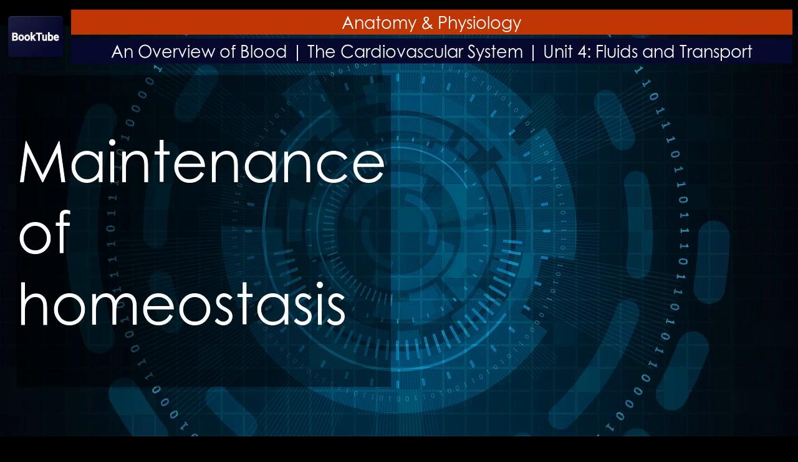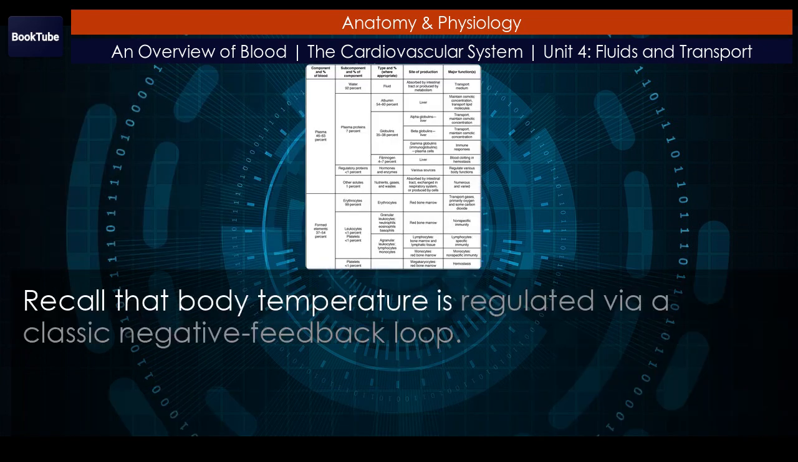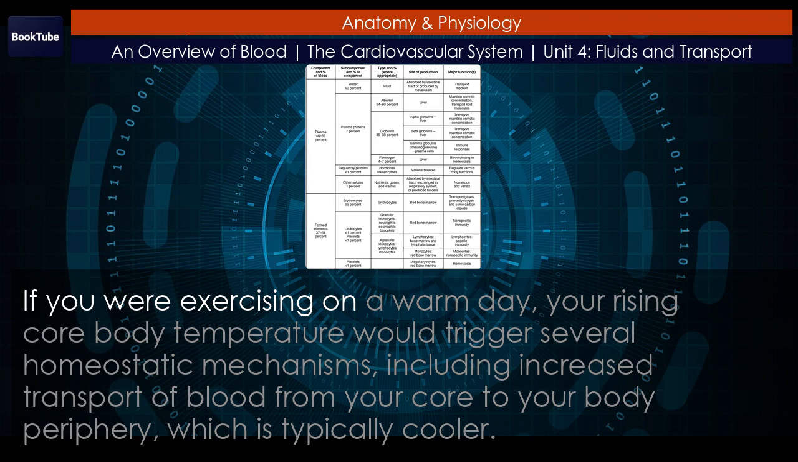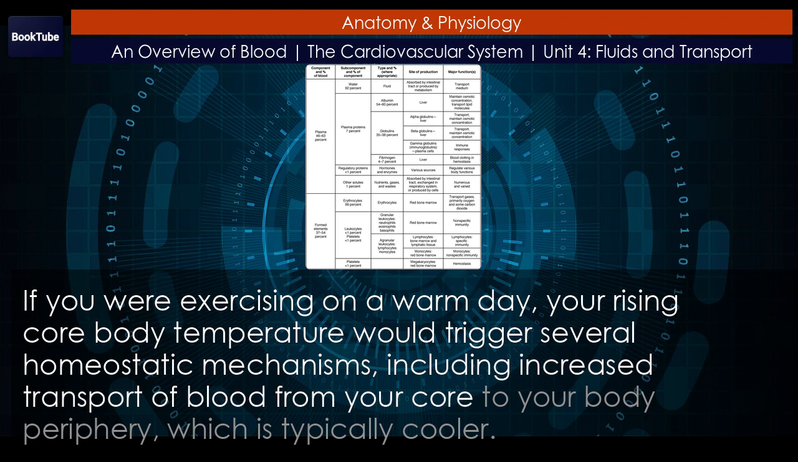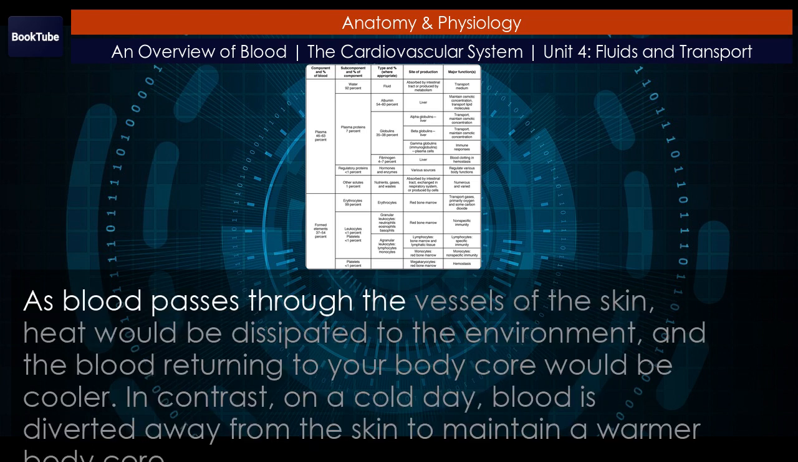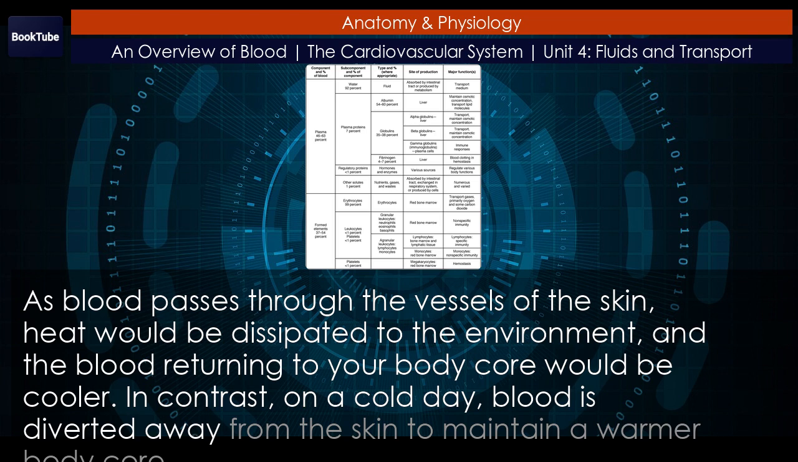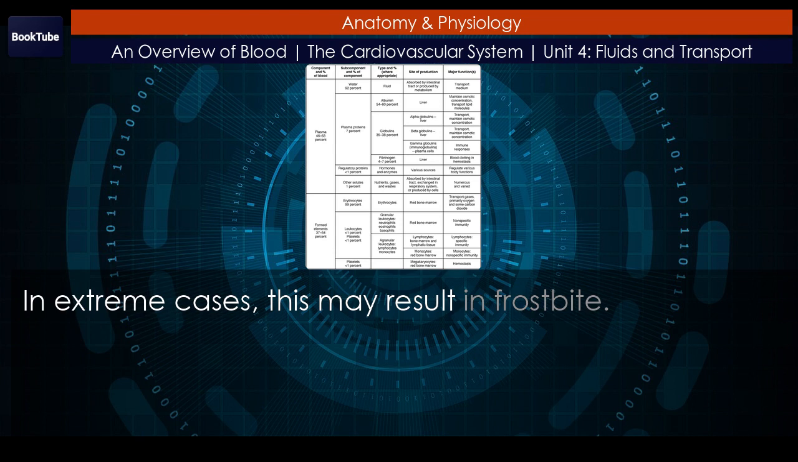Maintenance of homeostasis. Recall that body temperature is regulated via a classic negative feedback loop. If you were exercising on a warm day, your rising core body temperature would trigger several homeostatic mechanisms, including increased transport of blood from your core to your body periphery, which is typically cooler. As blood passes through the vessels of the skin, heat would be dissipated to the environment, and the blood returning to your body core would be cooler. In contrast, on a cold day, blood is diverted away from the skin to maintain a warmer body core. In extreme cases, this may result in frostbite.